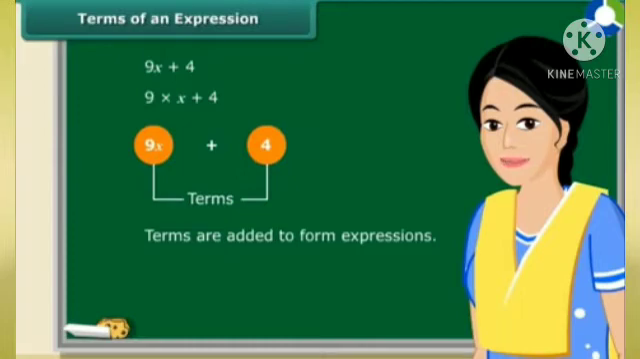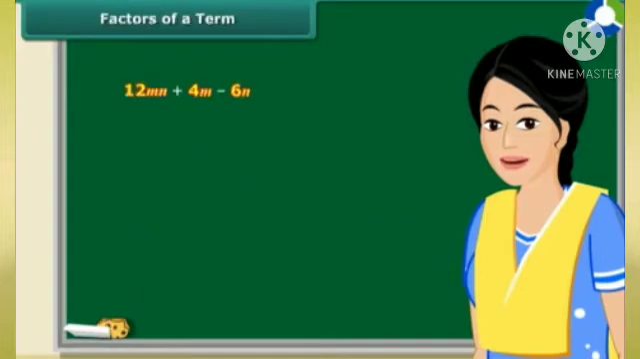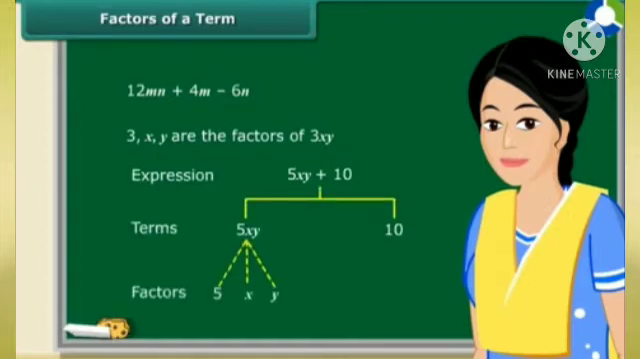How many terms are there in 5x plus 3y? That's right, it has 2 terms. A term is a product of its factors. But what are these factors? Look at this term. We say that 3, x and y are the factors of the term 3xy. Do you know we can also represent 5xy plus 10 by a tree diagram? See, the dotted lines are used here for factors and continuous lines for terms. Remember, the factors cannot be further factorized.